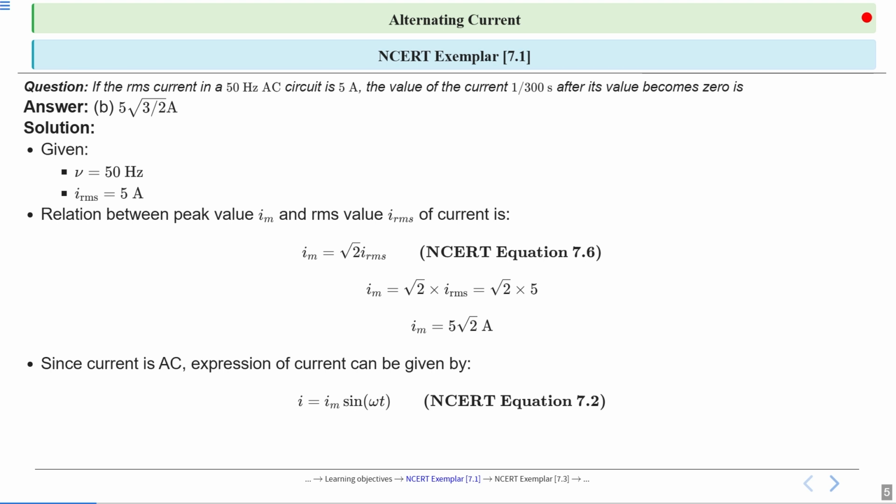At some instant the value of current will be 0. After 1 by 300 seconds, what will be the value of current? You have to find that. The expression for instantaneous current, so you have to find the current at some instant. So the expression for instantaneous current is I equal to Im sin omega t. That's why we have calculated Im. Okay, so Im is 5 into root 2 ampere and I is equal to Im sin omega t, according to NCERT question 7.2.